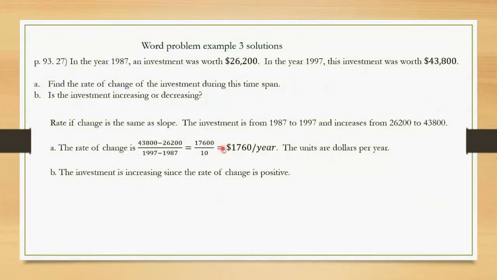Which is the same as saying $1,760 per year. Notice the units here, right? The numerator is dollars. The denominator is in time, in years actually.